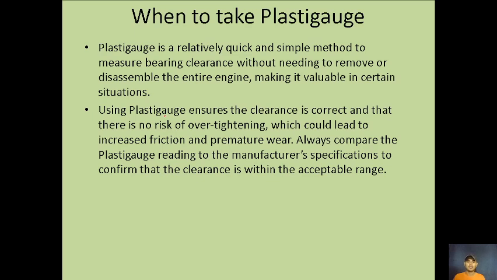Okay. So plastic gauge is a relatively quick and simple method to measure bearing clearance without needing to remove or disassemble the entire engine, making it valuable in certain situations. Using plastic gauge ensures that the clearance is correct and that there is no risk of over-tightening, which could lead to increased friction and premature wear. Always compare the plastic gauge reading to the manufacturer's specifications to confirm that the clearance is within the acceptable range. So I hope you learned something.